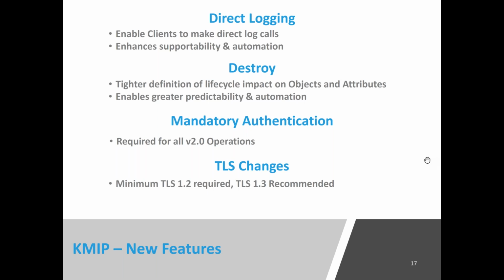Okay, within the 1X series of KMIP, we have a destroy operation, but destroy was simply destroyed, and that can be interpreted a range of ways, which, when you have interpretation, naturally leads to potential interoperability issues. So what we've done is define what it means to destroy something within KMIP in terms of its impact on the object itself and its attributes. Again, helping with predictability, automation, speed, performance, etc.